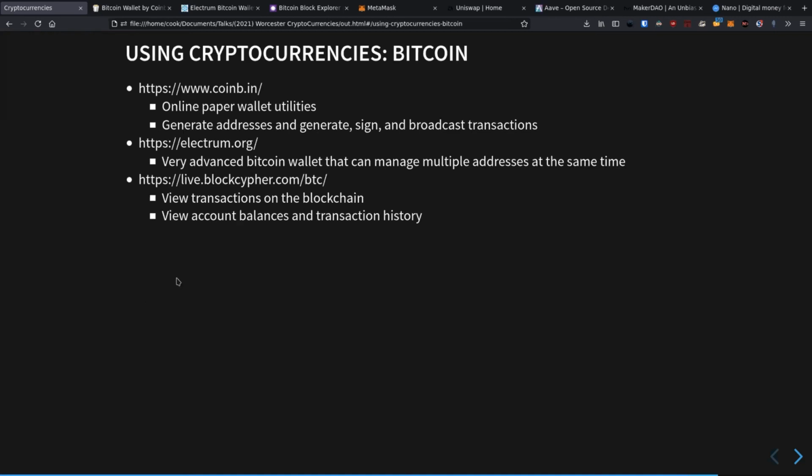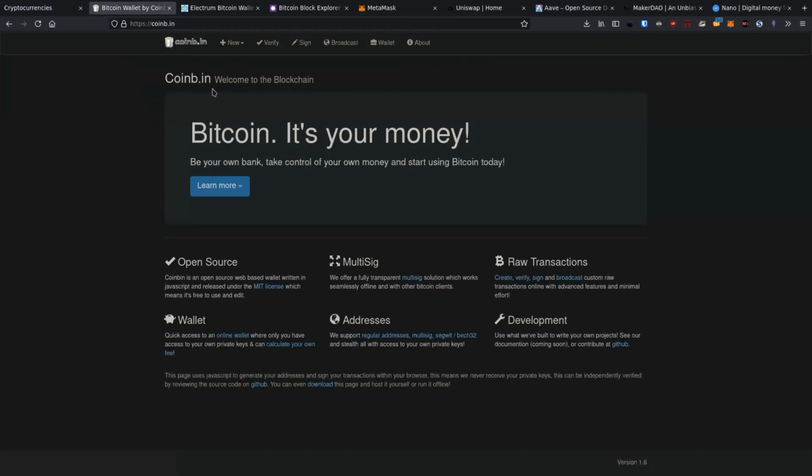So if you want to use cryptocurrencies, say Bitcoin, I recommend Coinbin is a good tool. It's an offline website. So it's a website, but you can download it and run it on an air-gapped machine, for example. And it allows you to create new addresses, to verify them and to sign them, and to broadcast transactions to the network. So you can do this all in just JavaScript, and you can do the whole process of sending money yourself.